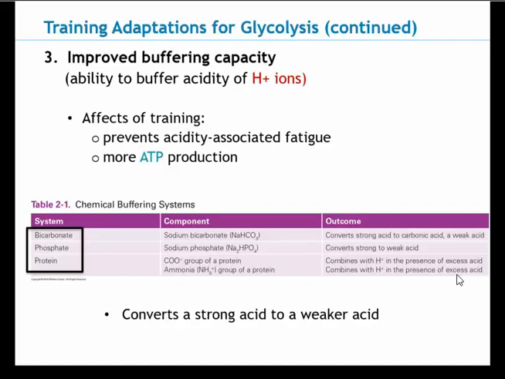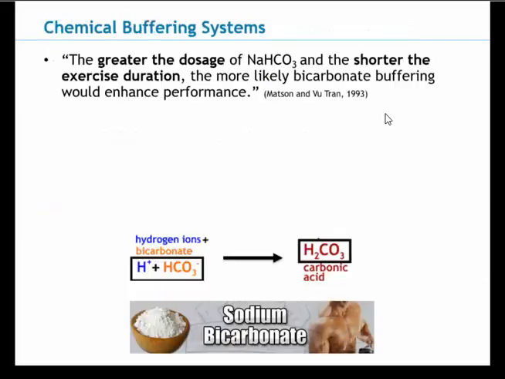And if we can just convert that strong acid into a weaker acid, we can exercise longer, which means we can produce more ATP, making us better athletes. So we just have improved performance overall. So here's some facts about buffering systems.